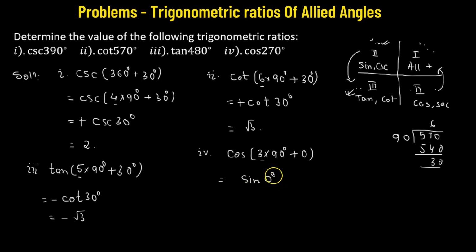Fine. Now, we have to also check in which quadrant this particular value lies. So here we have 3 times 90, which means we are in the third quadrant. So we have first quadrant, second quadrant, and then the third quadrant. So since we are adding only 0 to it, that simply means that we are still in the third quadrant. Now in the third quadrant, tangent and cotangent are positive. That means the value of cosine is going to be negative. So we have negative sine 0 degrees, but sine 0 being 0, our final answer is going to be 0.